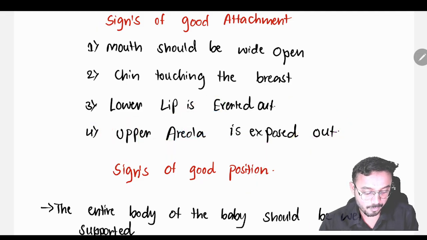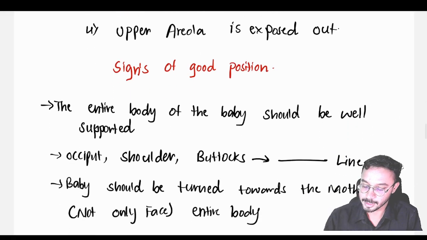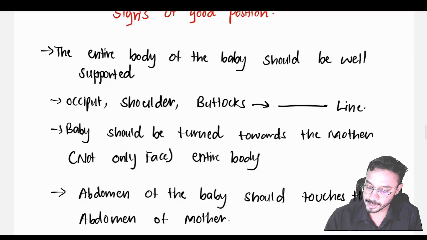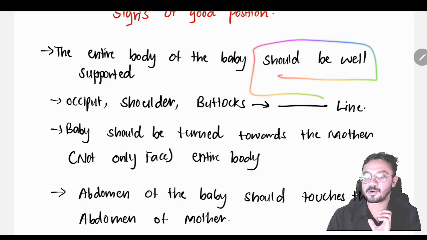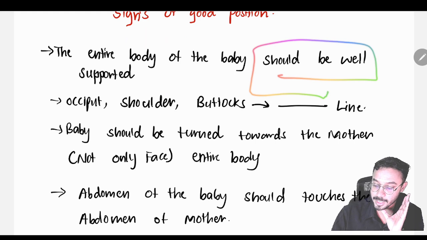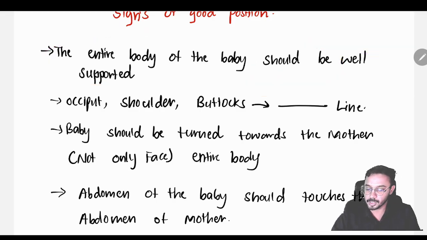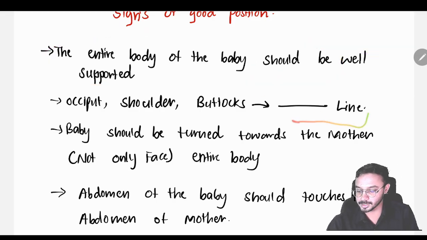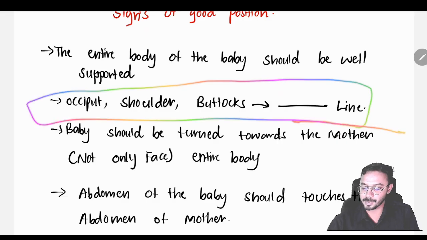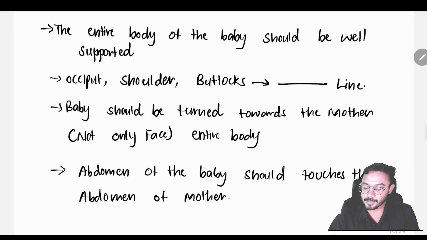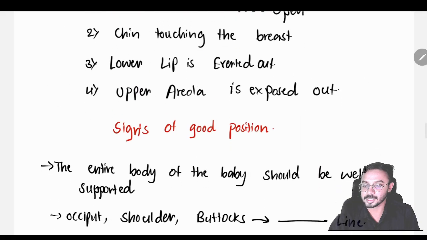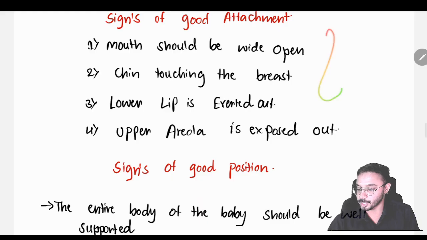Coming to the signs of good position, the entire body of the baby should be well supported. Not only the head or mouth, the whole body should be well supported. Occiput, shoulder and buttocks should always lie in the same line, and the baby should be turned towards the mother, not only the face. And the abdomen of the baby should touch the mother's abdomen. These are all the signs of good position, but good attachment is very important.